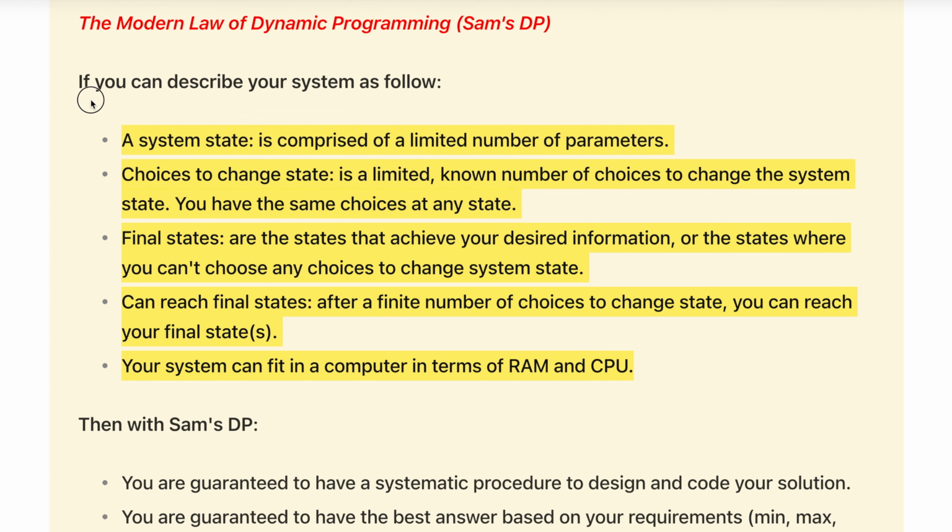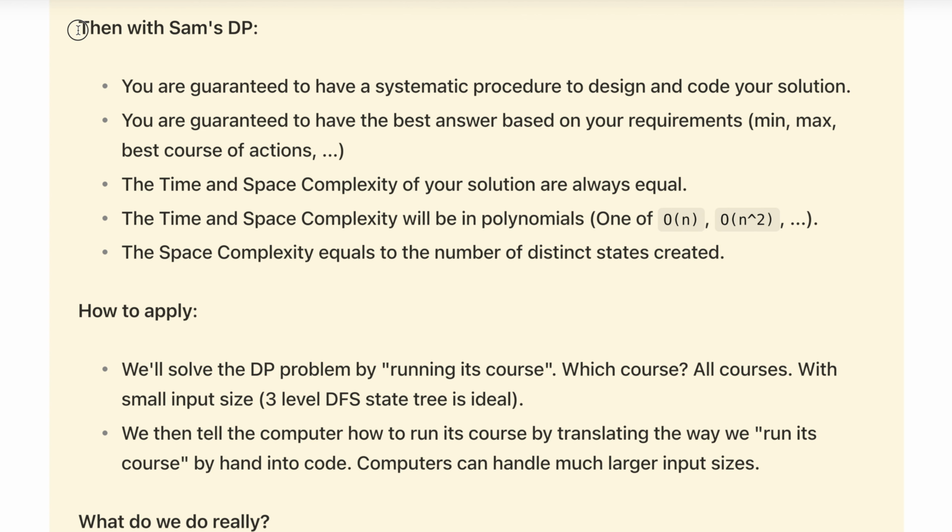Now if we have a system like this, then SESV guarantees that we're gonna have a systematic procedure to design and code our solution. We're guaranteed to have the best answer based on our requirement, for example, finding max, min, or the best course of action. The time and space complexity of the solution are always equal. The time and space complexity will be in polynomials, which is one of O(n squared), O(n cubed), and so on. It's definitely not gonna be in exponentials. The time and space complexity equals the number of distinct states created during the course of running the solution.